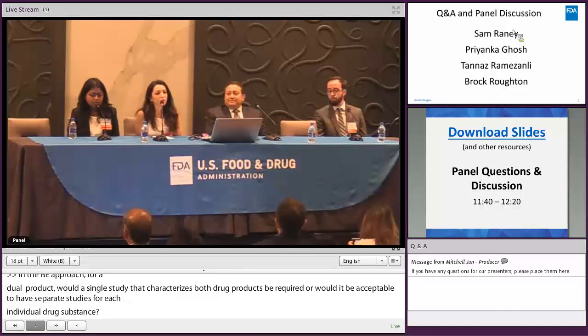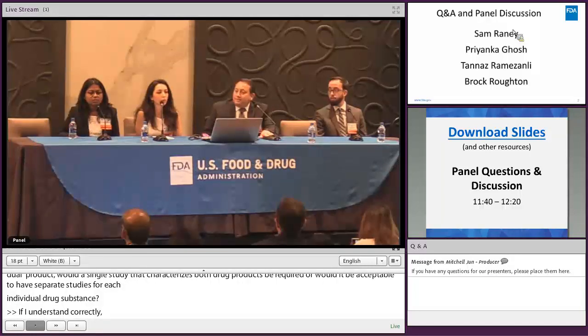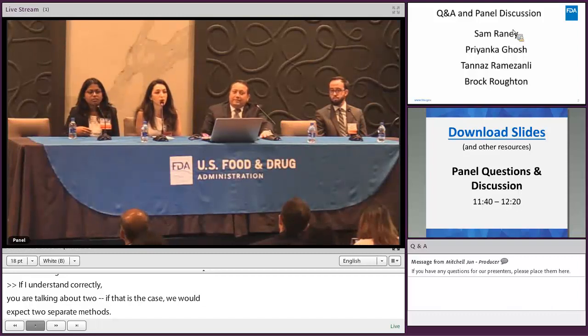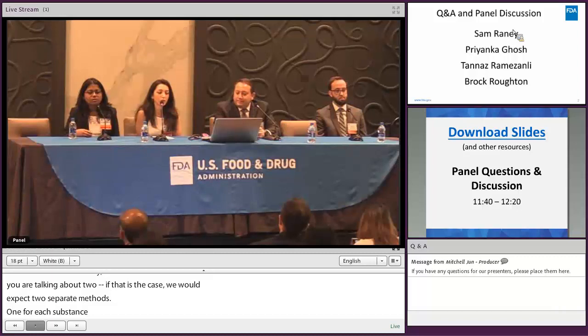So if I understand correctly here, you're talking about 2 drug molecules in the formulation. So if that's the case, then yeah, we would expect 2 separate IVRT methods. I mean, 1 IVRT method for each drug substance, and characterize both release profiles, and the same with the IVPT, characterize the permeation profile for both of the drug substances. And if your method can detect both of them, then you can use 1 IVPT method, correct? Or the same with the IVRT.